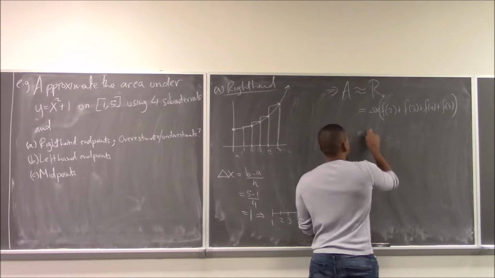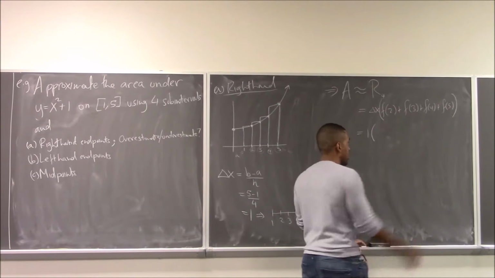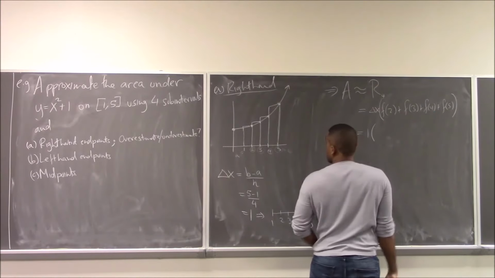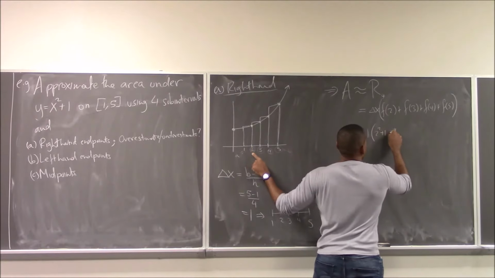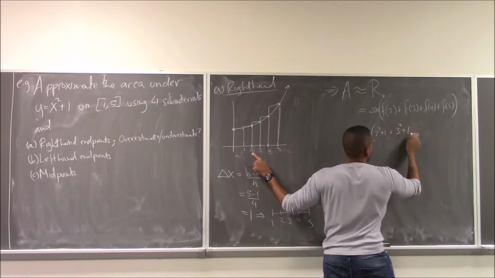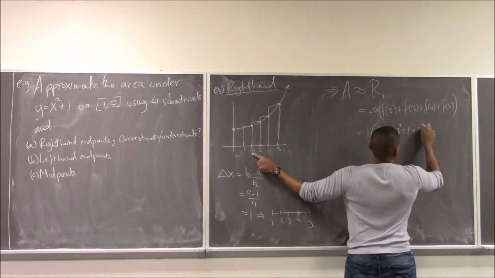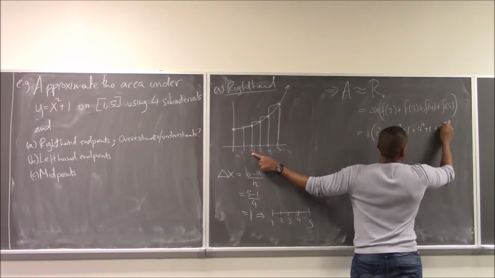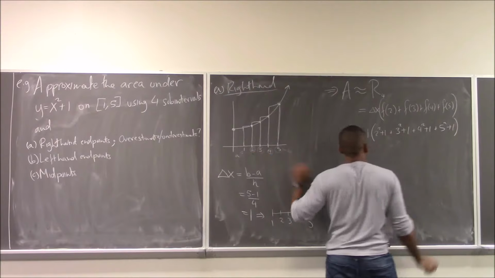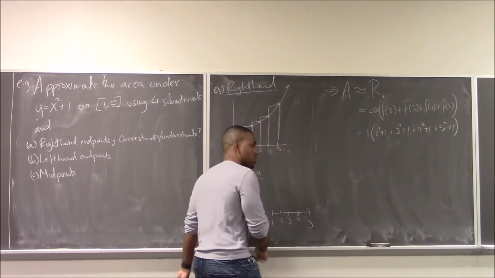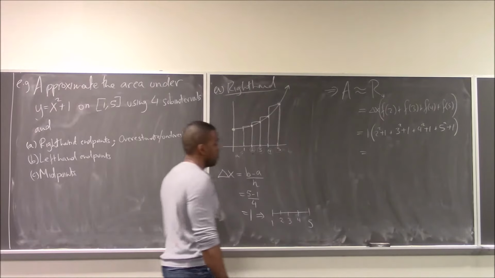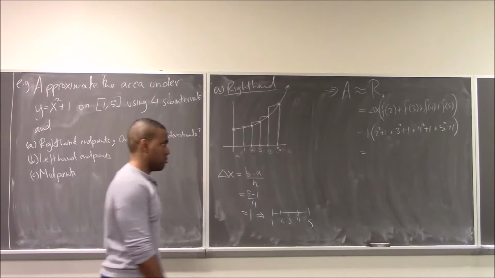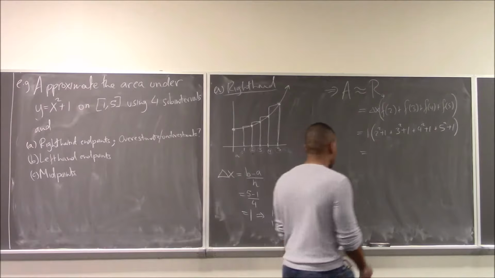And so this is going to be 1 times, and then I'm just going to plug in all these y values: 2 squared plus 1, 3 squared plus 1, 4 squared plus 1, 5 squared plus 1. And that's going to be your approximation for the area. What is that? Is that a nice number?